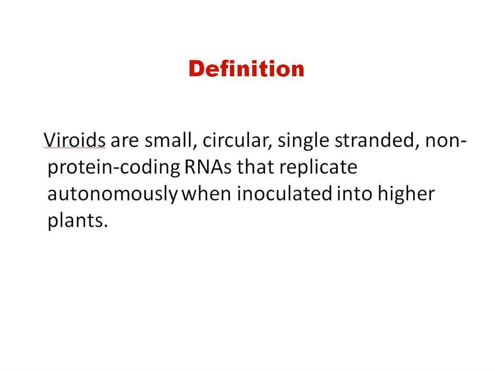A simple definition of viroid is: viroids are small, circular, single-stranded, non-protein coding RNAs that replicate autonomously when inoculated into higher plants. Some are pathogenic, but others replicate without eliciting symptoms in susceptible plant species. Unlike the genomes of conventional viruses, viroids are not protected by a protein capsid.